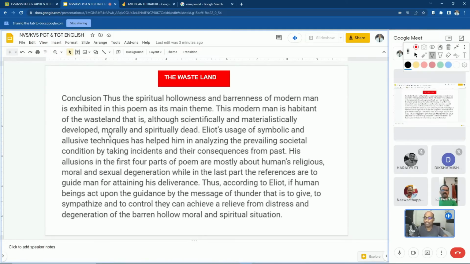Eliot's use of symbolic and allusive techniques has helped him in analyzing the prevailing societal condition by taking incidents and their consequences from the past. His allusions in the first four parts of the poem are mostly about human religious, moral and sexual degeneration, while in the last part the references are to guide man for attaining his deliverance. So people who have lost morality and are sexually degraded, how can they come out of this kind of life? That is by referring to the Indian mythology, the Sanskrit words datta, dayadhvam and damyata. Thus, according to Eliot, if human beings act upon the guidance by the message of thunder, that is to give, to sympathize and to control, they can achieve relief from distress and degeneration of the barren, hollow, moral and spiritual situation.